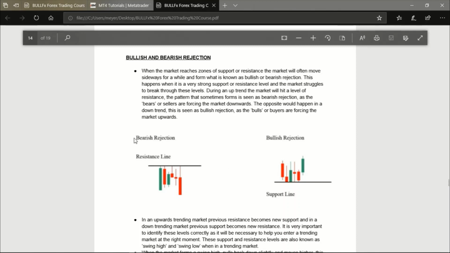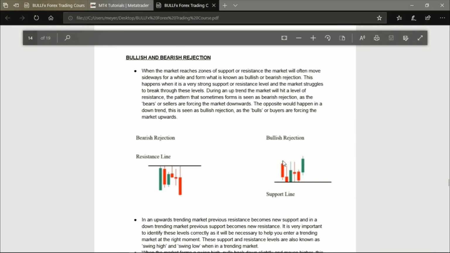So over here we can see that this is a bearish rejection pattern. You see that the market has come up to hit this resistance line and it is hitting it multiple times, but it fails to break through this resistance line. After that, we then form a very big bearish engulfing candle, which indicates that there is strong momentum downwards, and this will now be seen as a selling opportunity.